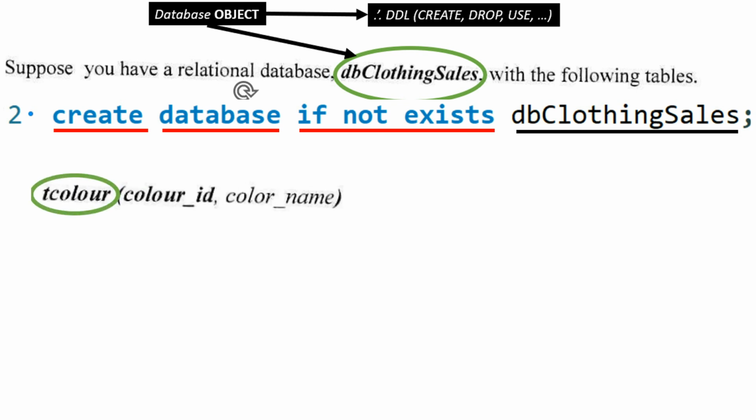Then T color, we are now creating T color. The question did not ask us to create T color, but we are just creating it for the sake of learning. But the question did not ask you to do this, right?